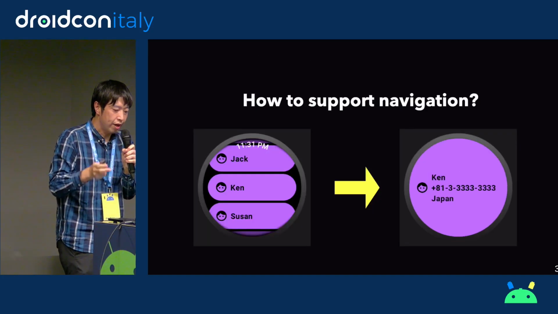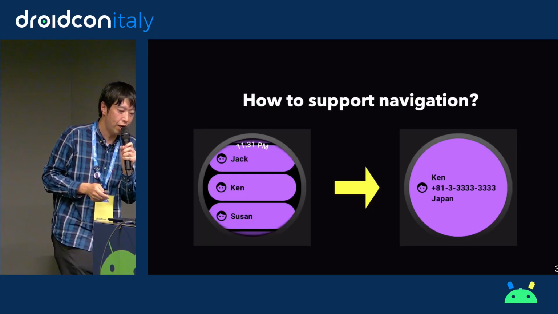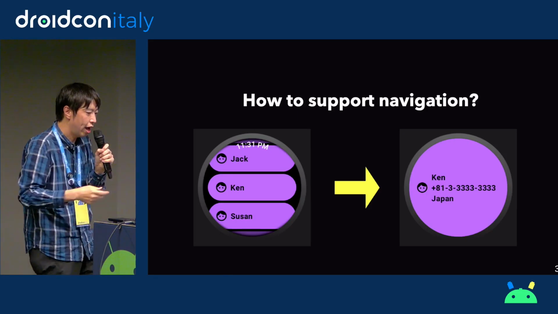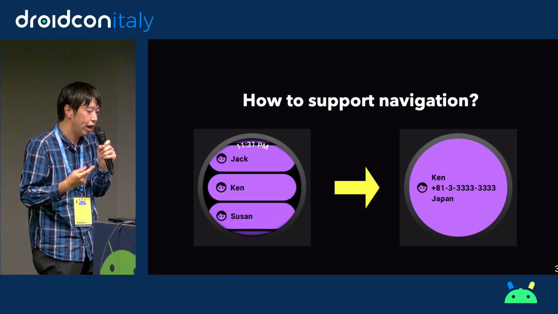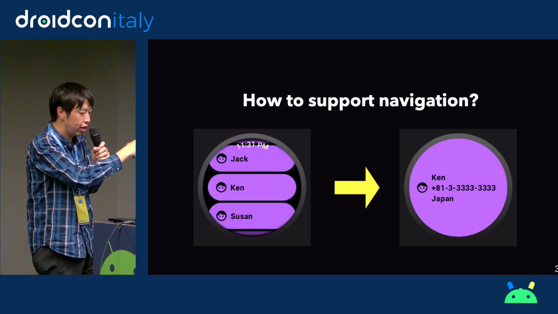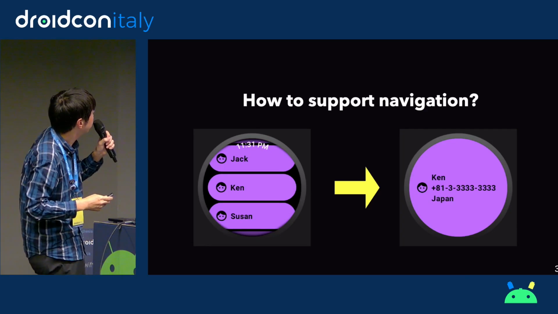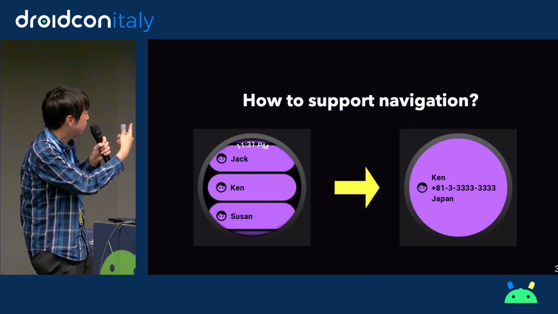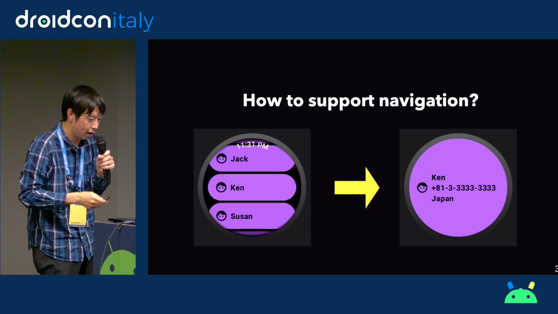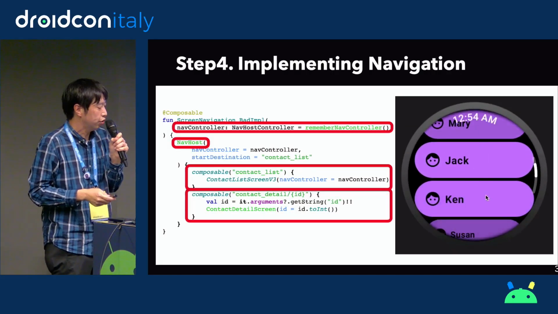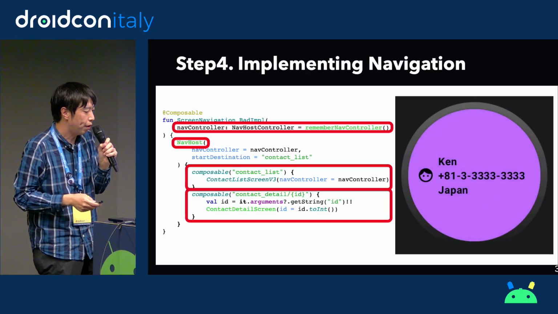But there is one important point. After tapping one of the chips, I'd like to show the detail screen. So it's a navigation feature. So I have to add this navigation feature onto this app. Okay, here is one implementation like mobile apps.